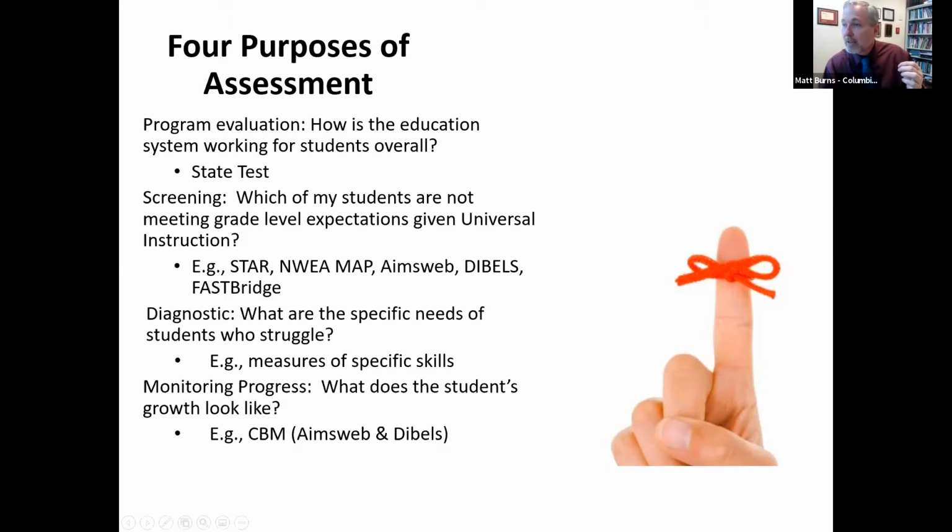Someone just asked, what diagnostic measures would you use? Okay, let's talk about that. One more point. You monitor student progress with CBM, AimsWeb, DIBELS, the FastBridge reading fluency measures. Those are wonderful tools to monitor progress. Not rich data, but they tell you can read, can't read, getting better at reading or not. And they're quick. That's the advantage for progress monitoring.